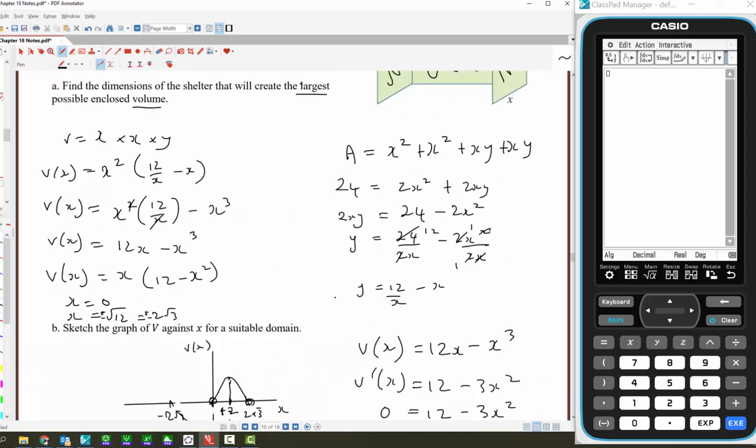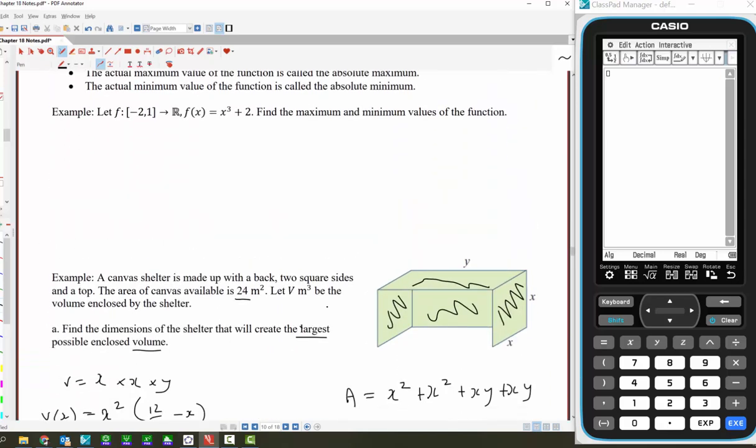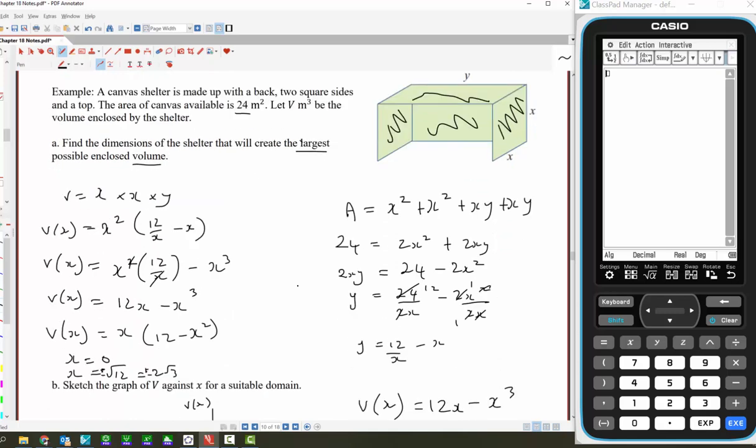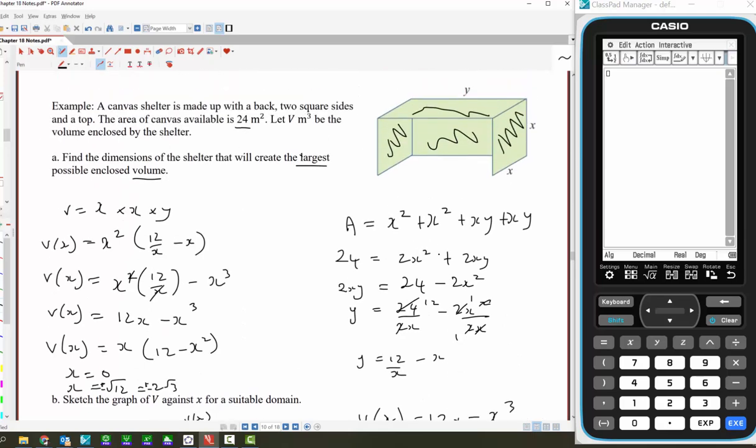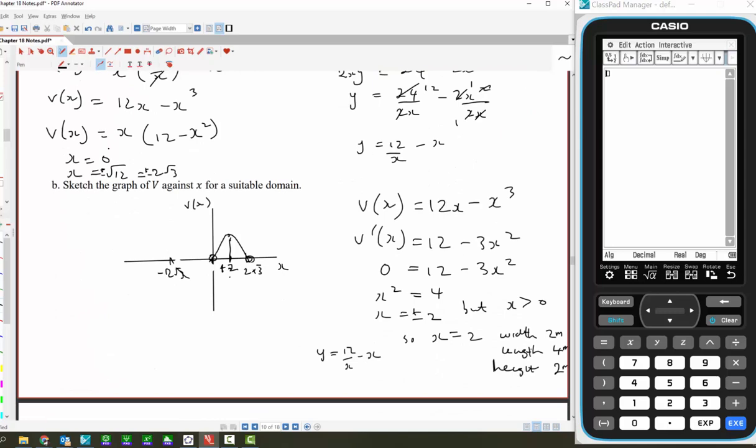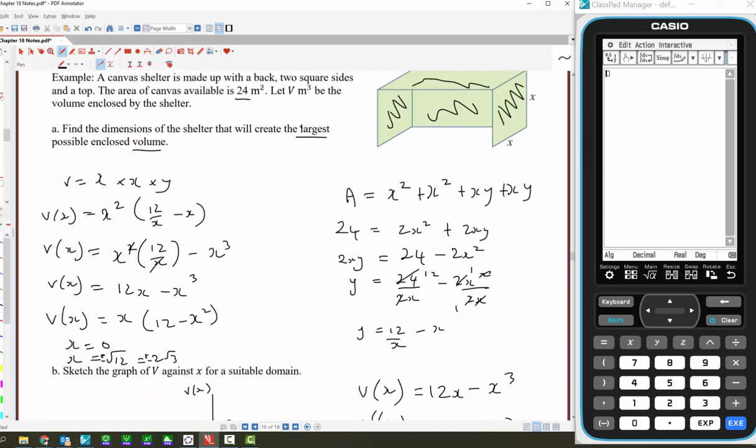Let's have a quick look. Y was 12 on x take away x, yep. So if we put this dimension for x, 2 in, that's 12 on 2 is 6, 6 take 2 is 4. All right, and we can see that the maximum volume is going to be 2 metres by 4 metres by 2 metres, which is 4 2s are 8, 16. So it doesn't ask for the actual maximum volume, but I know that the dimensions 2, 4 and 2 will create the maximum volume.